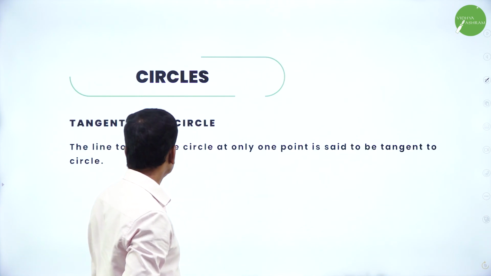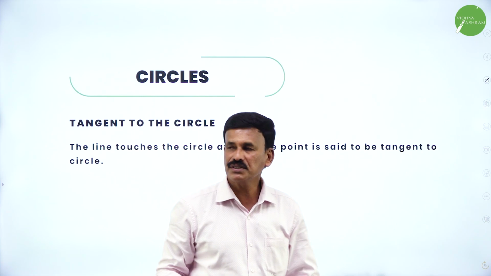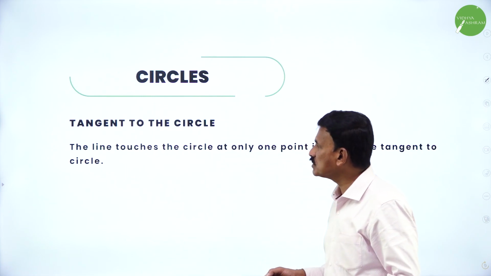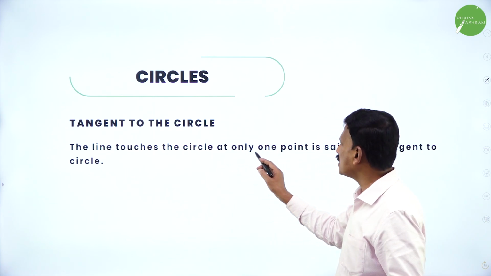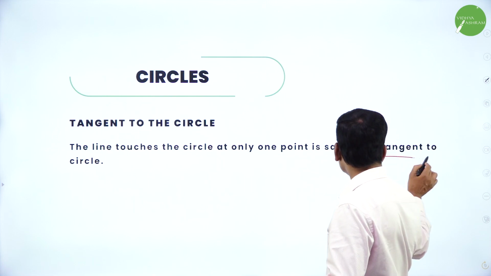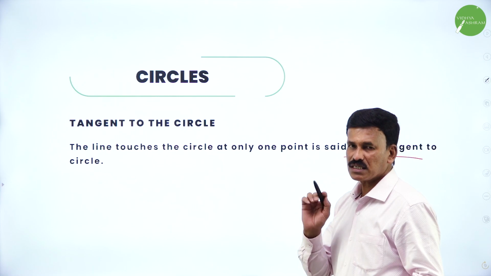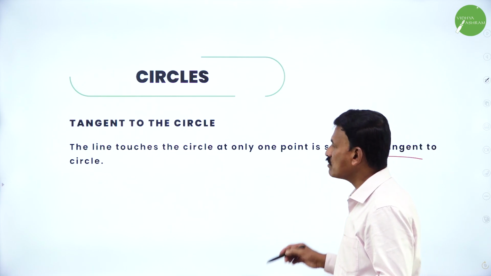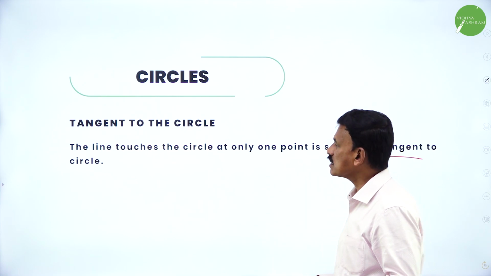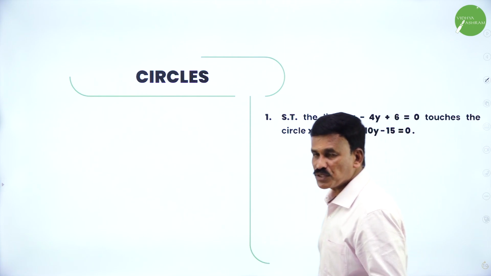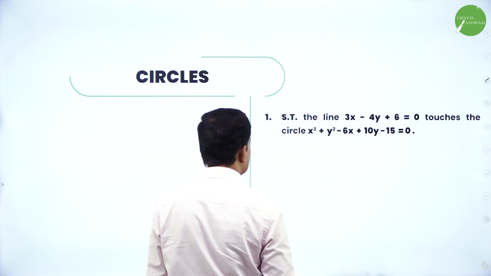Now, based on this, just define the tangent to the circle. Tangent to the circle: the line that touches the circle at only one point is said to be tangent to the circle. If the line touches the circle at only one point, then it is called the tangent to the circle. Now, let us take a few problems based on these conditions.